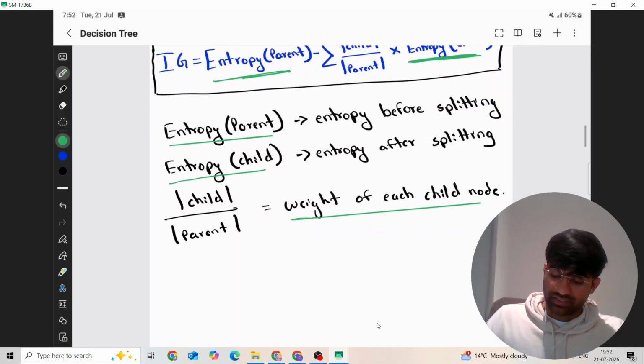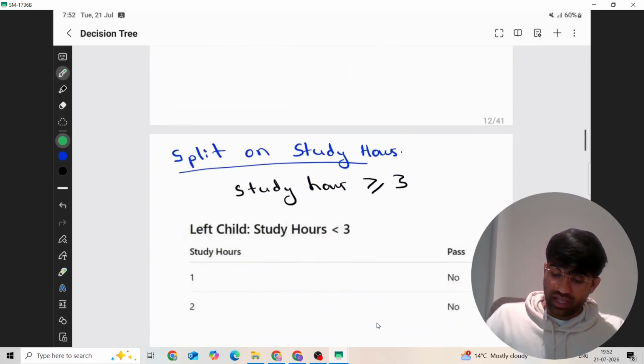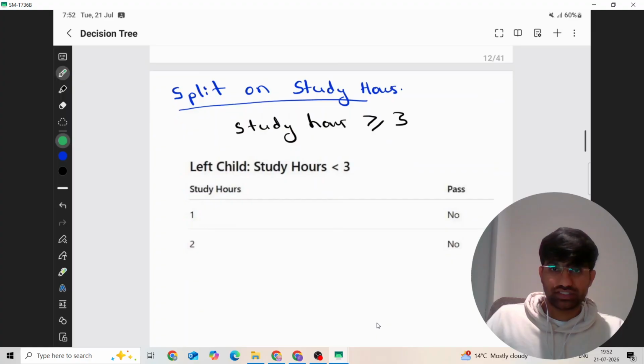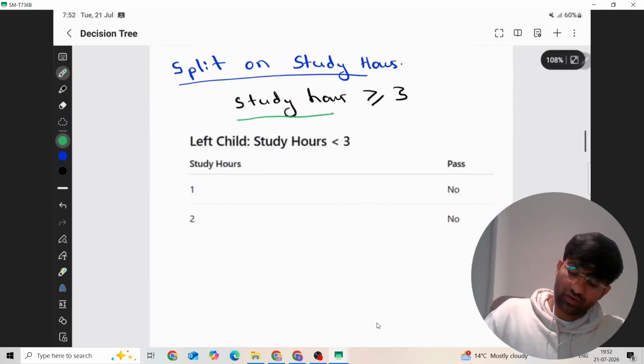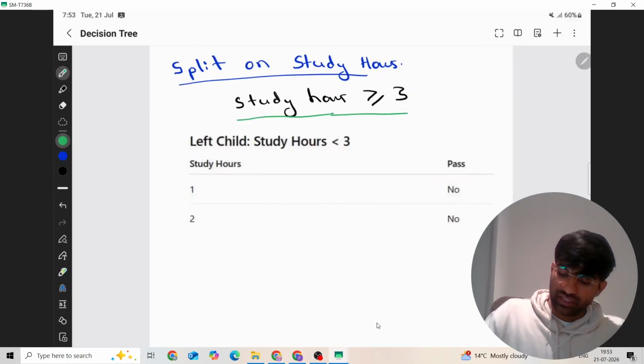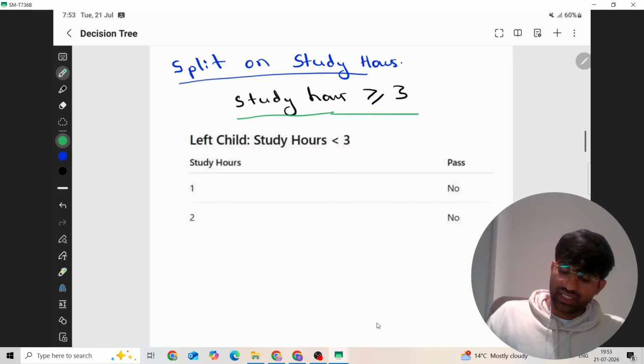Let's implement this in our example. I will split the data based on the study hours. Here the study hours is greater than or equal to 3. Okay. The left child is no.